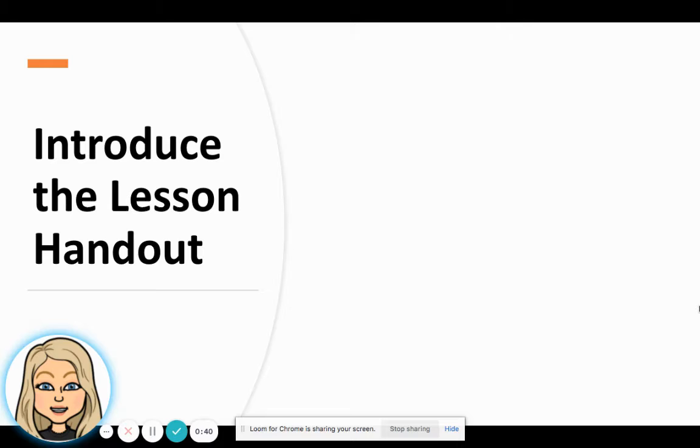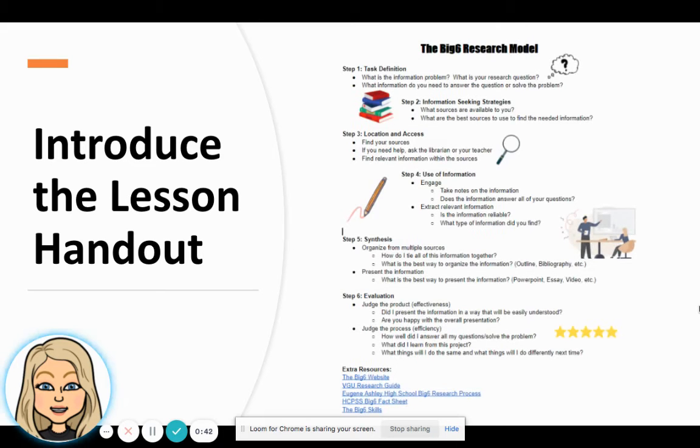So first I want to introduce the lesson handout. This is linked in your Blendspace, but I just want to take some time to look over it with you. I don't expect you to memorize all this information. It's an ongoing learning experience, so make sure that you use this as a cheat sheet as you work through your project. So you have each step here, and then at the very bottom, you have extra resources that you can use to help you. Now, I'm going to spend the next few slides going through each one of these steps with you a little bit more in depth.